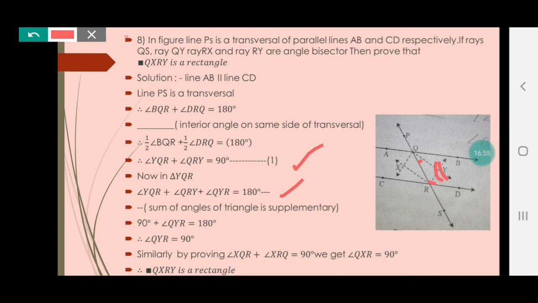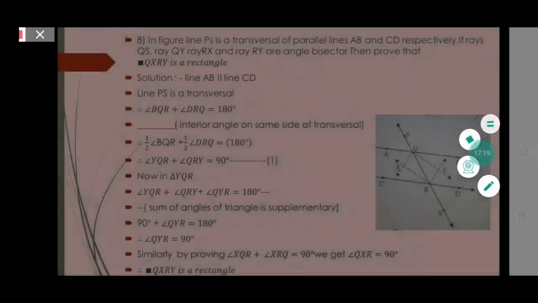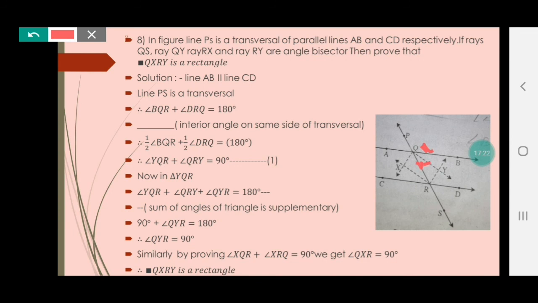Fine. Now similarly, I can prove that the sum of these two angles is 90 degrees. So ultimately the measure of angle X will be 90 degrees, right? Now as QR is the bisector, if I take this angle as X, this angle is X, so this will also be X, this as Y, so this is also Y, W, Z, Z, right? So bisectors are making the angles.